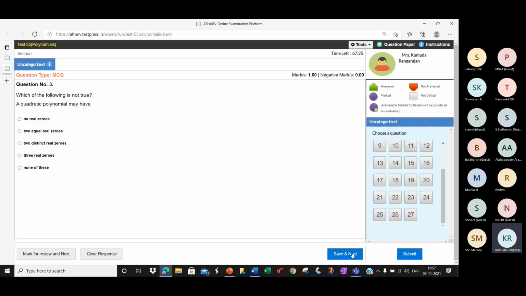That's right, Thirunesh. A quadratic polynomial may have no real zeros. That's true. Ask yourself if it's true or false. A quadratic polynomial may have no real zeros. Yeah, it may not have real zeros.